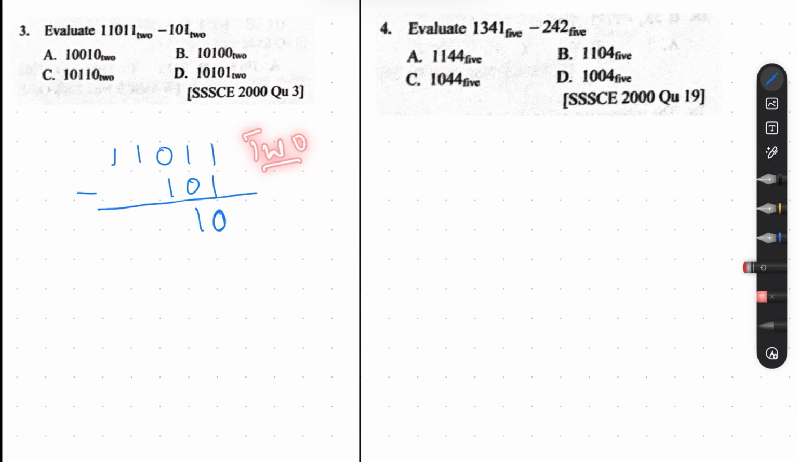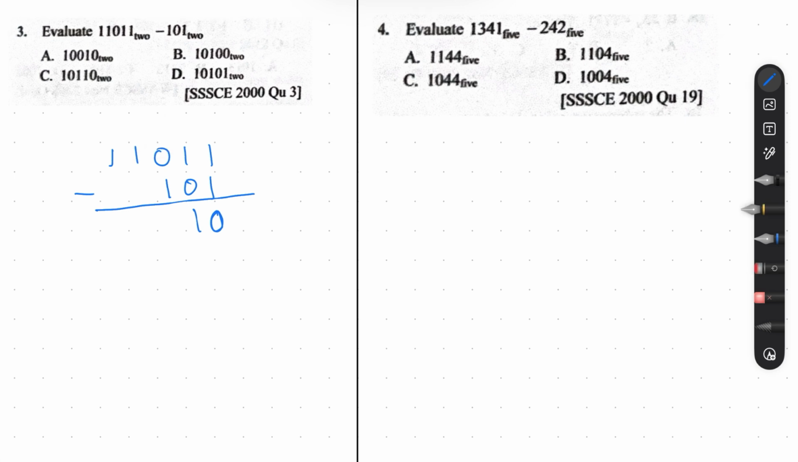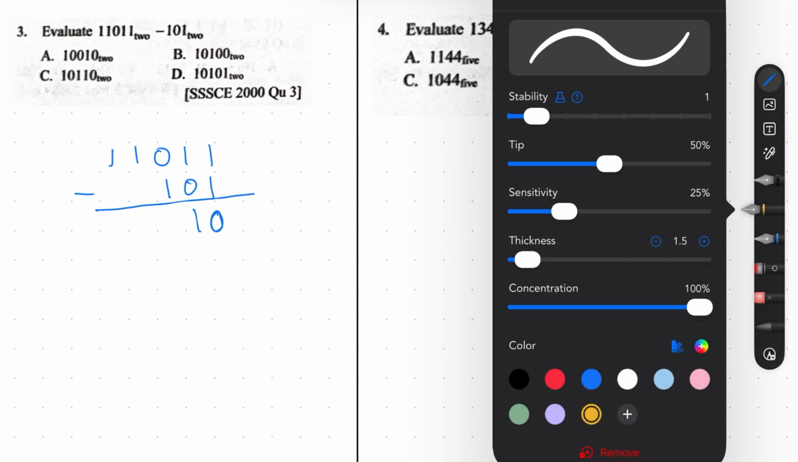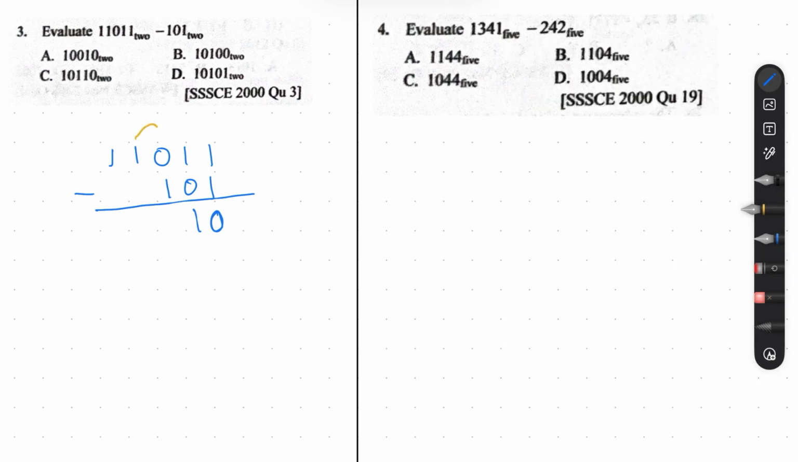So what we borrow is what? 2. So what we borrow from this side is 2. So we borrow from here to here. So here we are left with 0. Okay, so when we borrow, it becomes 2 minus 1, which is 1. So let's write 1. And here you're left with 0, right? So 0 minus 0 is what? 0. So you put 0.